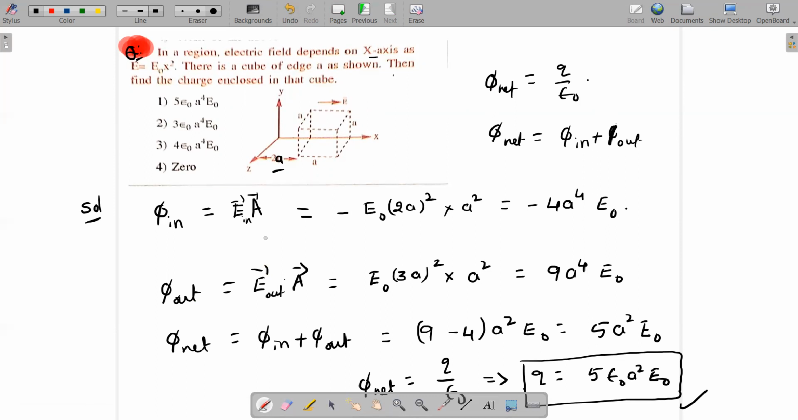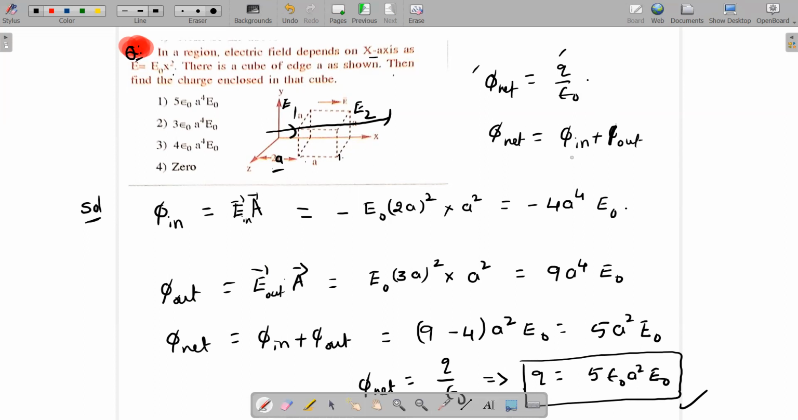Is it clear, guys? To work out this kind of question, you first have to understand that the net flux through any enclosed surface is q by epsilon naught. Here, because of the field, some field is entering here and some field is leaving here. Because it is not uniform, at a distance of x equal to 2a the field will have some value, like E1, and after this a, at x equal to 2a plus a, 3a, the field will be E2. So because the field is changing, the flux also changes at these two ends.